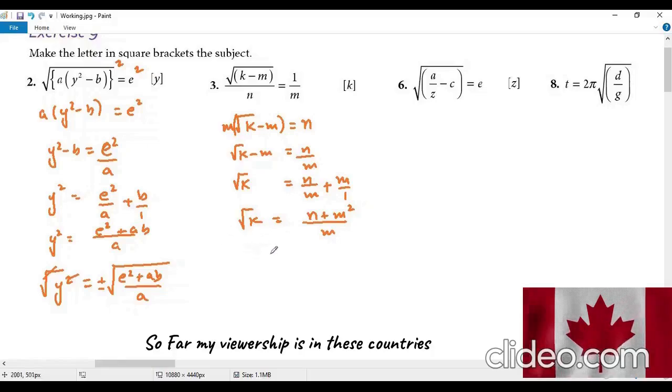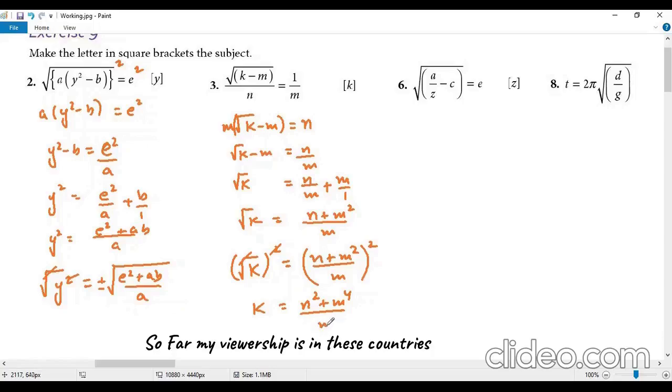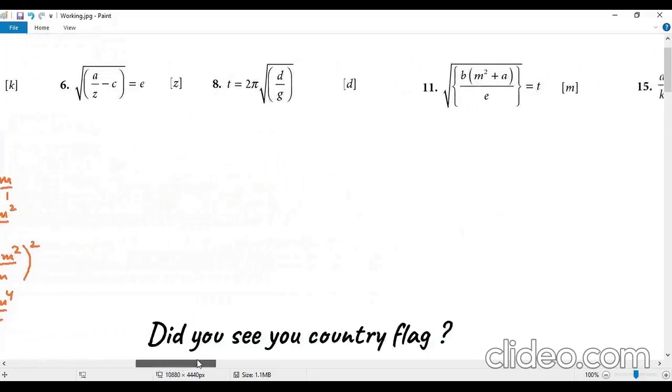Now taking the square on both the sides, this is going to be squared, and n plus m square over m is going to be whole squared. So this is going to be cancelled with this, so k will be equal to n square plus m power 4 and m square to give you the final answer. Now moving on to the next question.